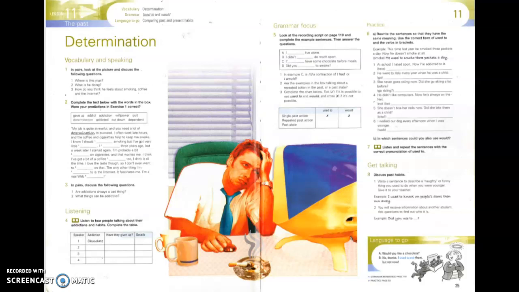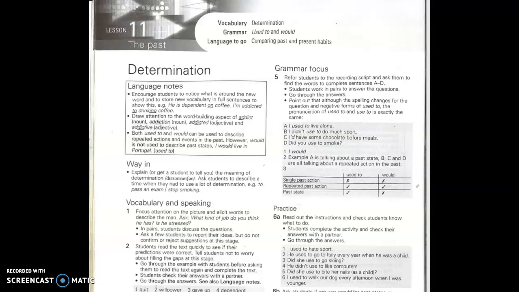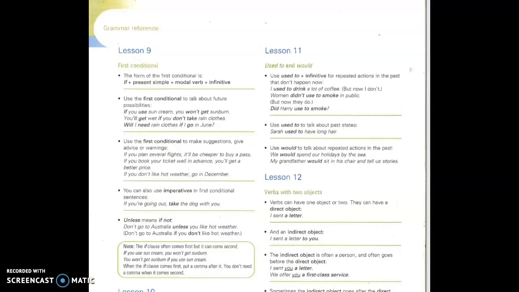Here's the student's book page. There's also an audio file, a single page of teacher's book notes, a grammar reference from the back of the student's book, and I've got the tape script here as well. It's at the back of the student's book, lesson 11, determination. You can see it here, 4 different short recordings.